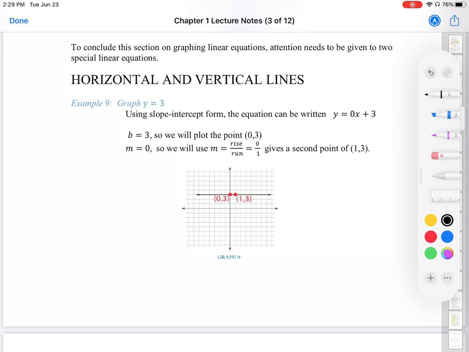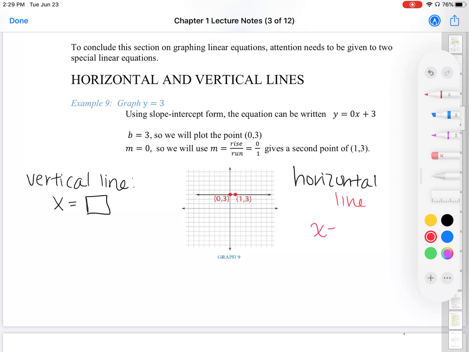So in a nutshell, let me tell you what you'll look at. You'll have a vertical line when you get x equals some number. This means you'll have a vertical line at that number. You have a horizontal line when you get x equals some number. I'm sorry, y. y equals some number.